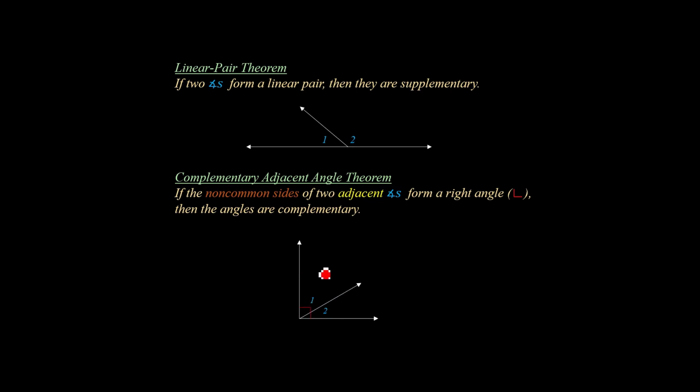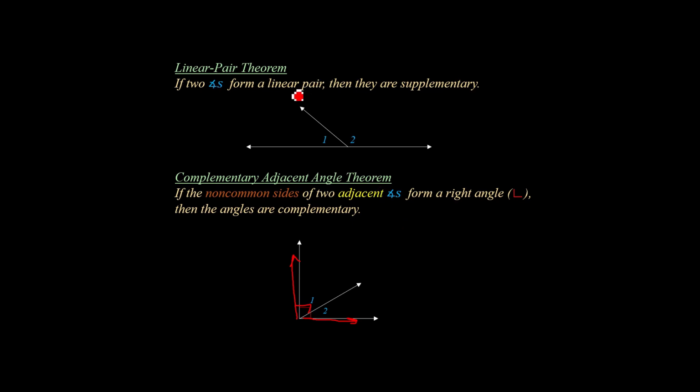And we suggested that if the non-common sides, the non-shared sides, of two adjacent angles form a right angle, so the non-common sides, this side and this side, are the two non-common sides of two adjacent angles, if they form a right angle, then these angles, angle 1 and 2, are complementary. So this is the complementary adjacent angle theorem.